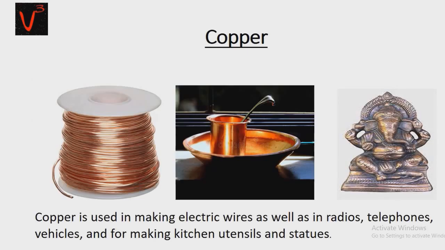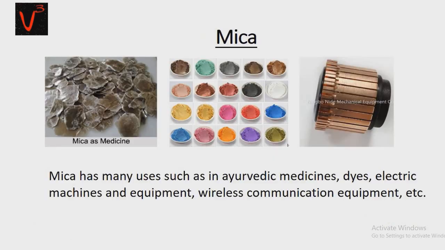Let's see copper. Copper is found in the impure state in the vicinity of iron and other minerals. Copper is a very good conductor of electricity. Therefore, it is used to make electrical wires as well as in radios, telephones, vehicles, for making kitchen utensils and statues. Mica is a bad conductor of electricity. Its value depends on the thickness of its layers. Mica has many uses such as in Ayurvedic medicines, dyes, electric machines and equipment, wireless communication equipment, etc.